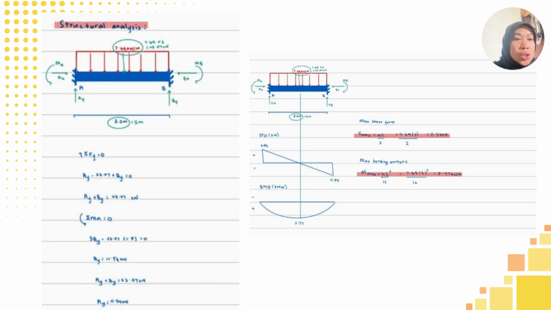This reaction ensures that the beam remains in static equilibrium under the applied loading. Next, the shear force along the beam was determined. Starting from the left support, shear force values were calculated at critical points such as at the support, at points of load application, and at the mid-span where applicable. These values were then plotted to form the SFD.